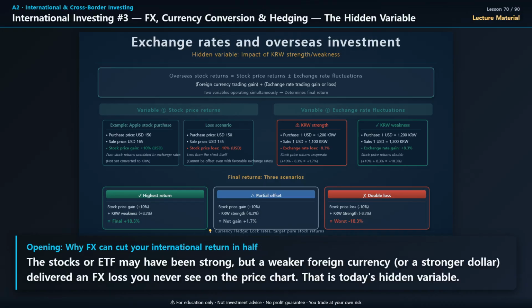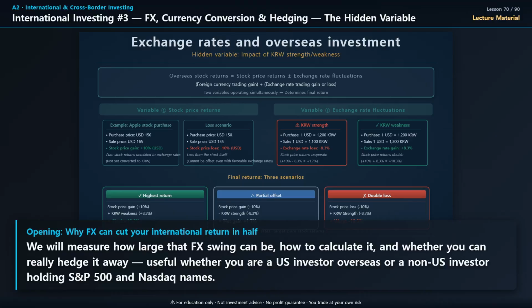The stocks or ETF may have been strong, but a weaker foreign currency or a stronger dollar delivered an FX loss you never see on the price chart. That is today's hidden variable. We will measure how large that FX swing can be, how to calculate it, and whether you can really hedge it away. Useful whether you are a U.S. investor overseas or a non-U.S. investor holding S&P 500 names.